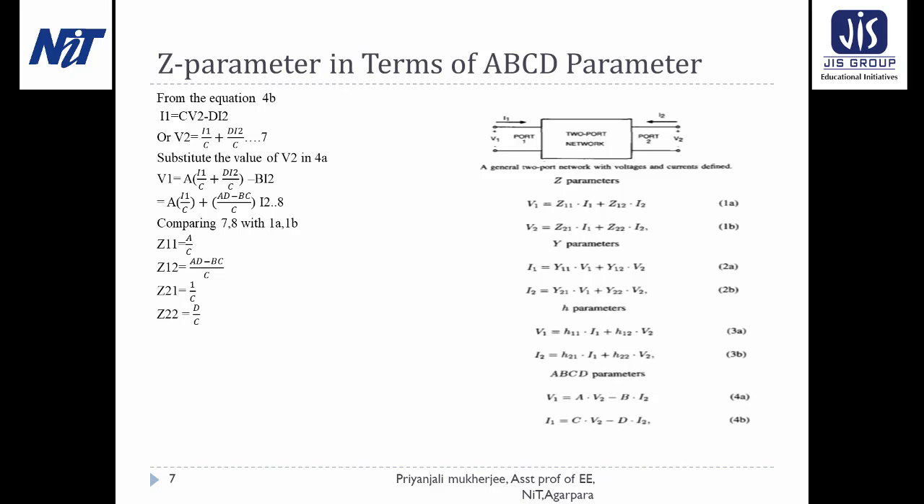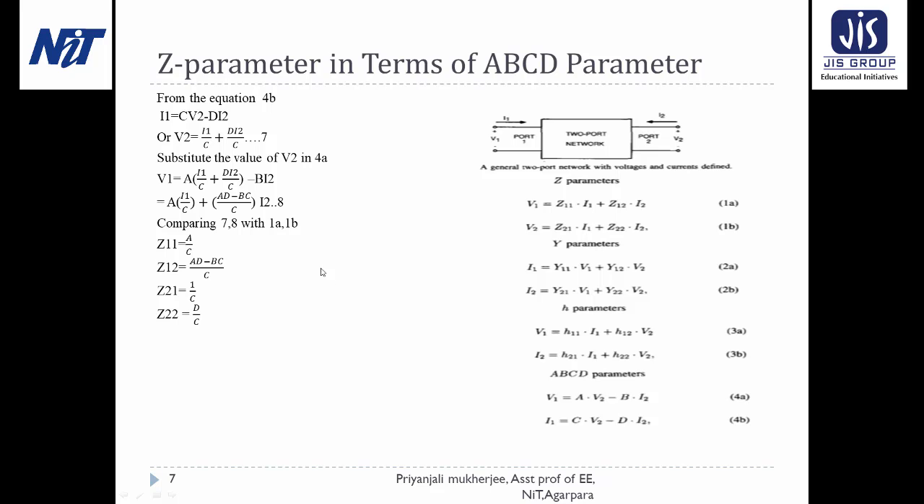Next, we are converting the Z parameter in terms of the ABCD parameter, or the transmission parameter. Here is the equation of the transmission parameter: V1 equal to AV2 minus BI2, and this equation is I1 equal to CV2 minus DI2. So from equation 4b, we can write I1 equal to CV2 minus DI2, or V2 becomes I1 by C plus DI2 by C.